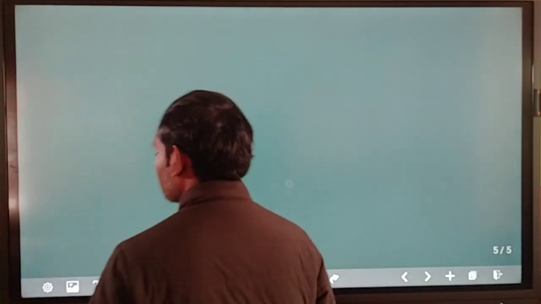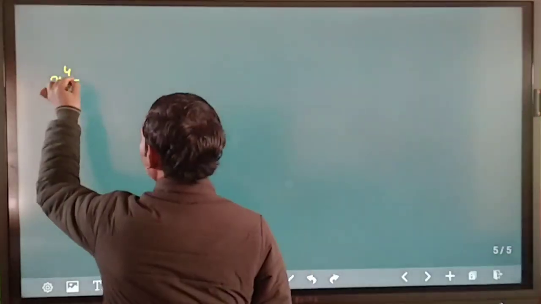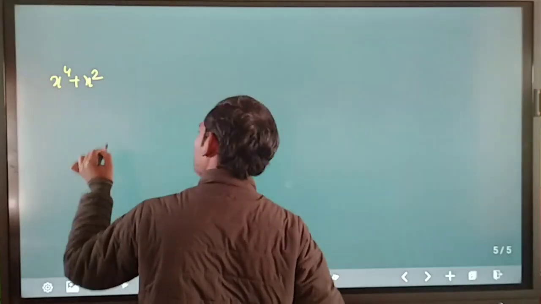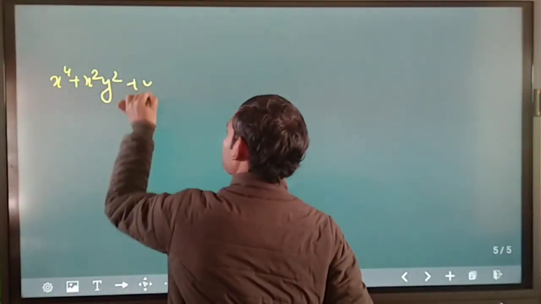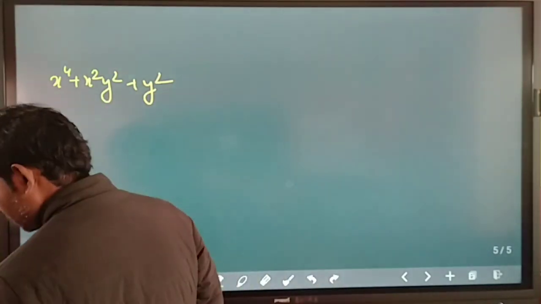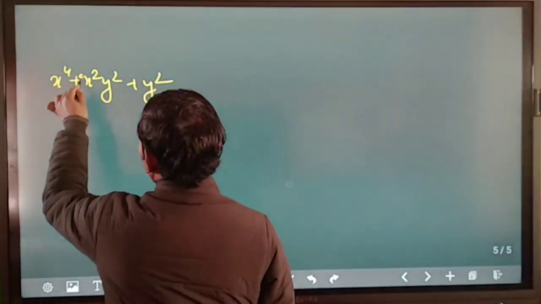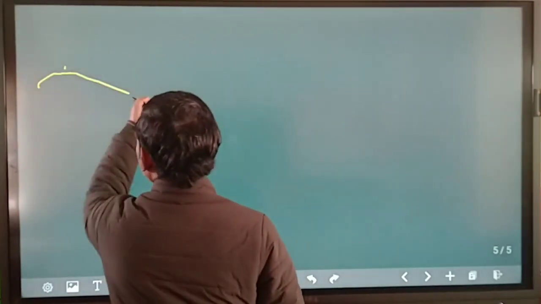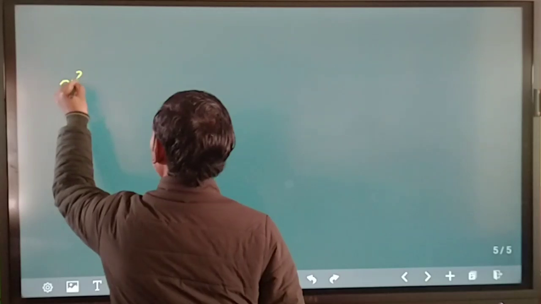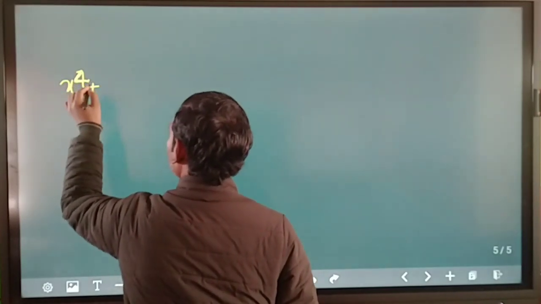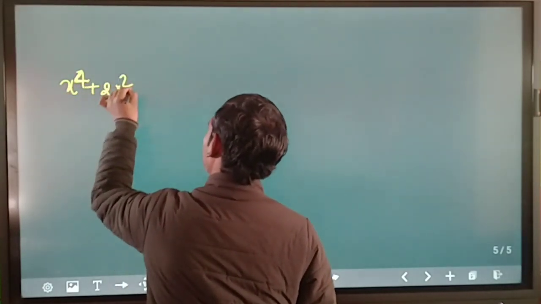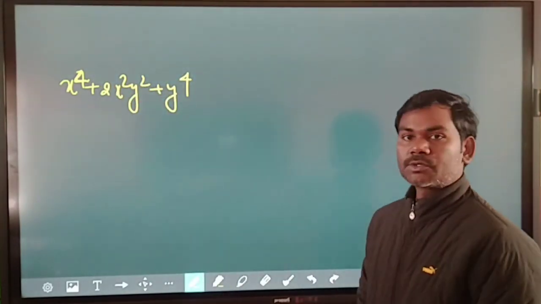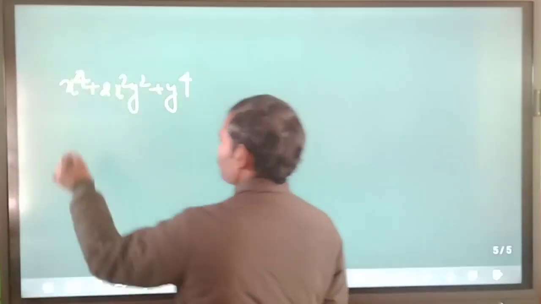The next question is x to the power 4 plus 2x square y square plus y to the power 4. This is a question, and now let's solve it.